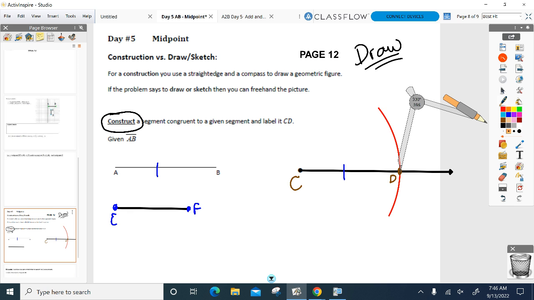Questions from you guys? This is how we copy a line segment. Because I'm going to show you one more construction right now. All right.